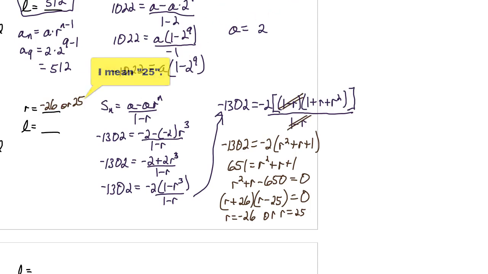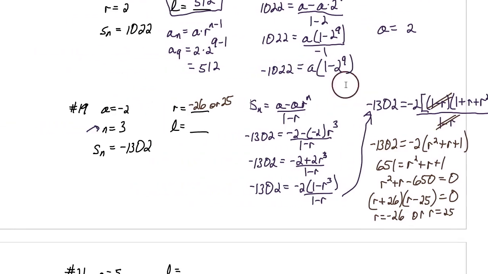Now we need to find the value of L, the last term. But because we're told n is 3, we know that the last term is really referring to the third term, a sub 3. If we know the first term and we want to get the third term, we can take that first one and times by the value of r twice. So if r is negative 26, this would be the work that gets us a sub 3. But if r is 25, then this work would get us the value of a sub 3.